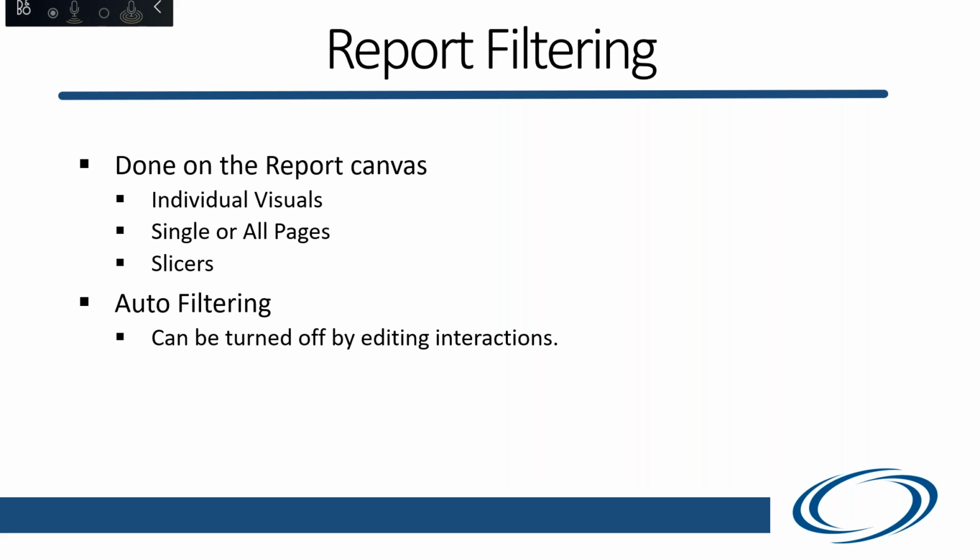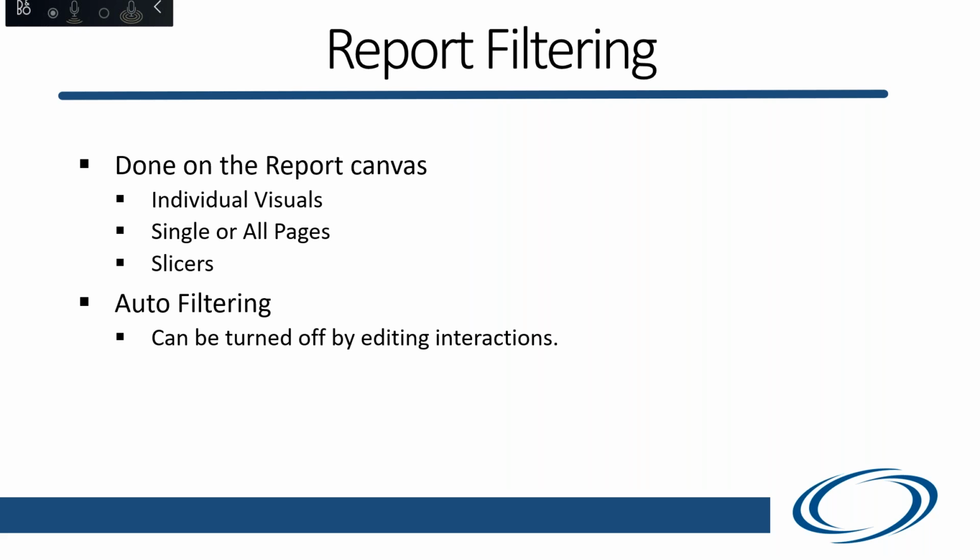The other places that you can filter your data is all within the report itself, and it's done on the report canvas when you're creating your Power BI reports. And it can be done at an individual visual level. You can apply it to one or all the pages within a report. And you also can have manual filters, which Power BI refers to as slicers, placed on your report so that end users can filter the data manually.